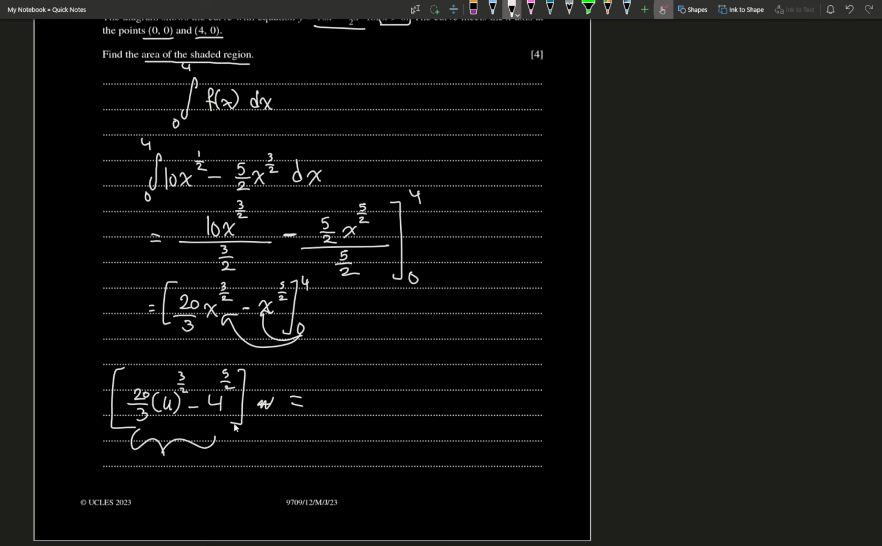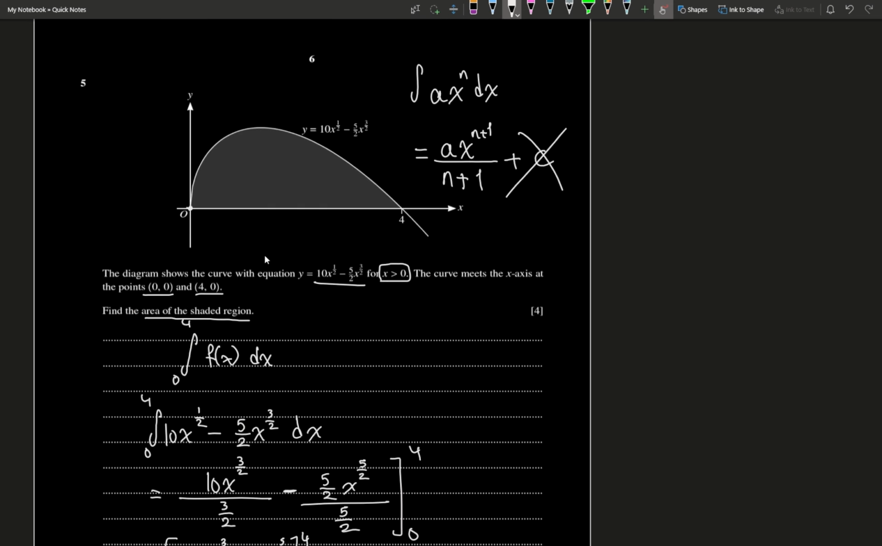Let me just write it on my calculator. This is equal to 64 divided by 3. This is the area of our shaded region. That's it.